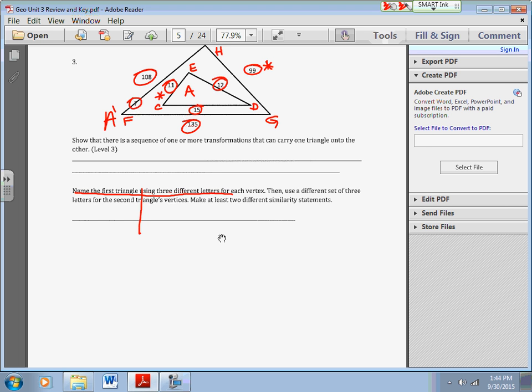Be very careful. You have to tell me the two different similarity statements that you can write. So I'm going to write one of them: triangle HGF, let's say. It doesn't matter how you start it, but after that, the next one has to be specific. So it's ECD. Since we started off with H, notice that H is opposite 135.